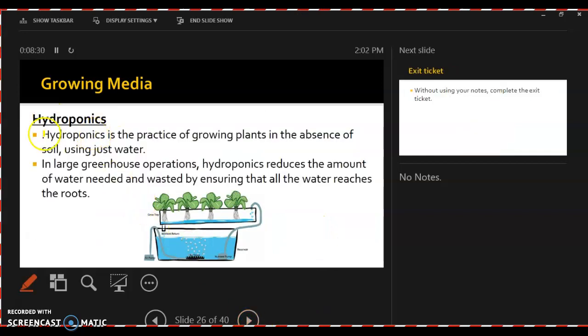So hydroponics is the practice of growing plants in the absence of soil, using just water. Some of you have been to my greenhouse and some of you haven't, and that thing that was over the fish, that's our hydroponic system. So you can just stick your plant down in there and then it will grow.